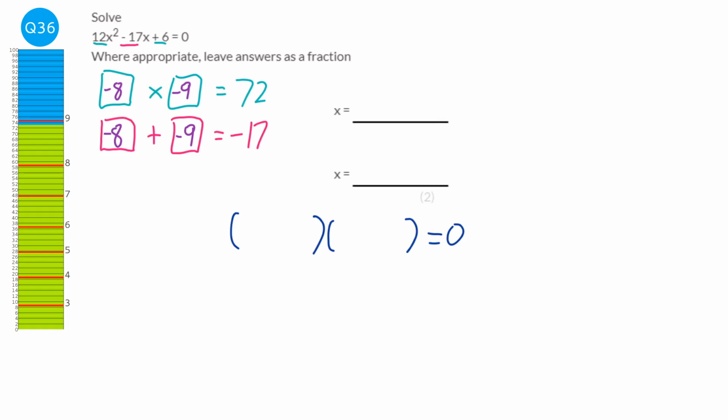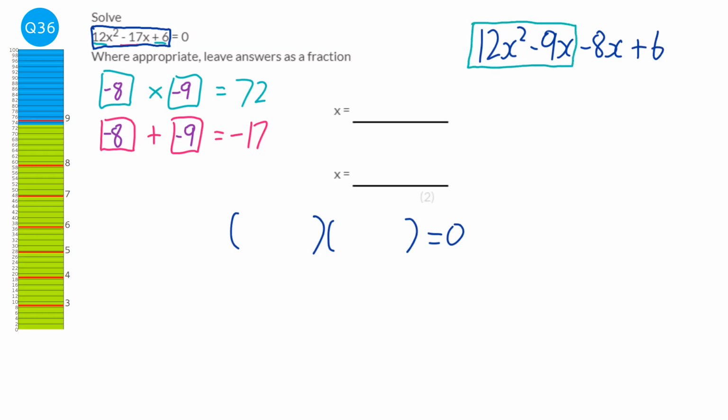So we're going to rewrite the expression on the left, but instead of minus 17x, we're going to write minus 9x minus 8x, or whichever way around. So we're going to do 12x squared minus 9x minus 8x. I could have done it the other way around. Plus 6. We're going to factorise linearly the first 2 terms, and we're going to factorise linearly the second 2 terms. So here we can actually divide out 3x from both of them.